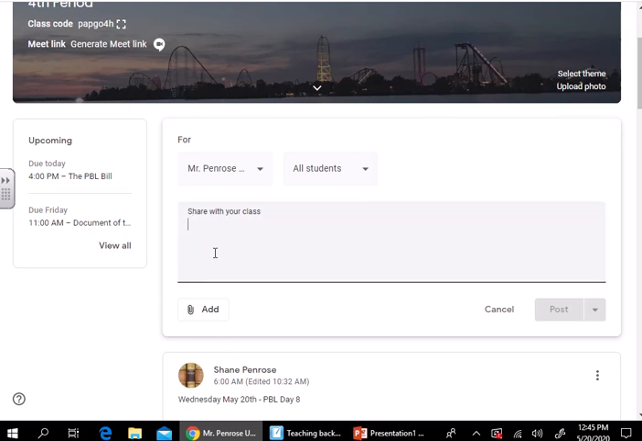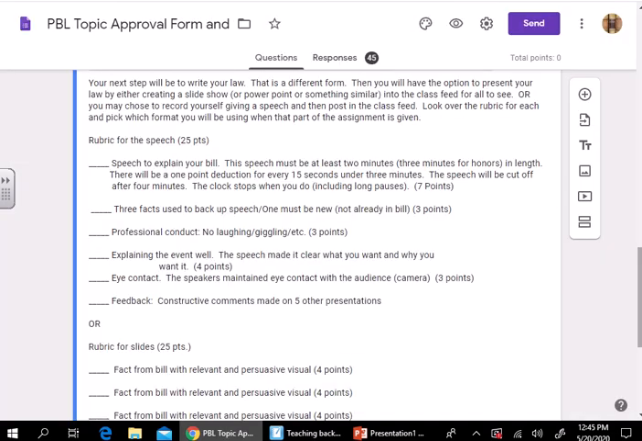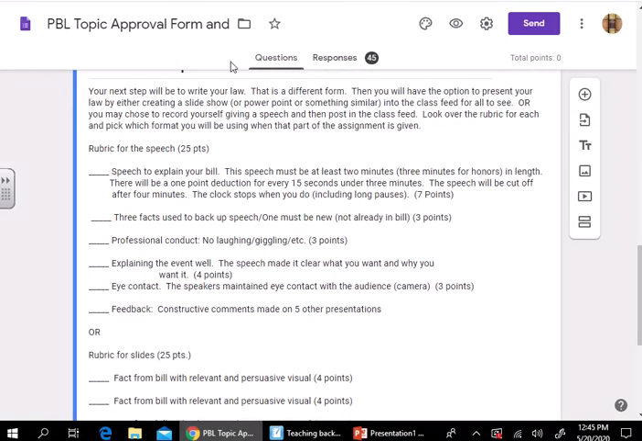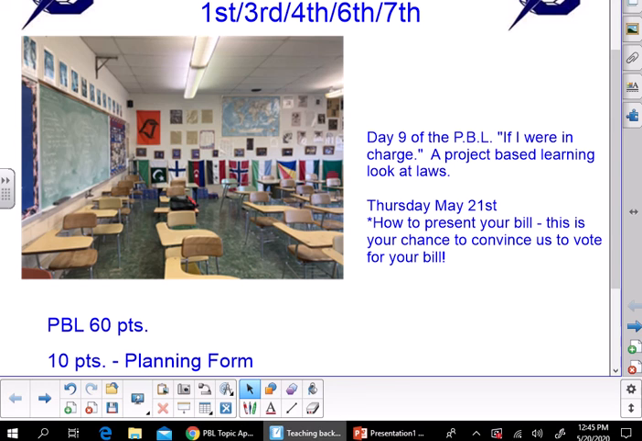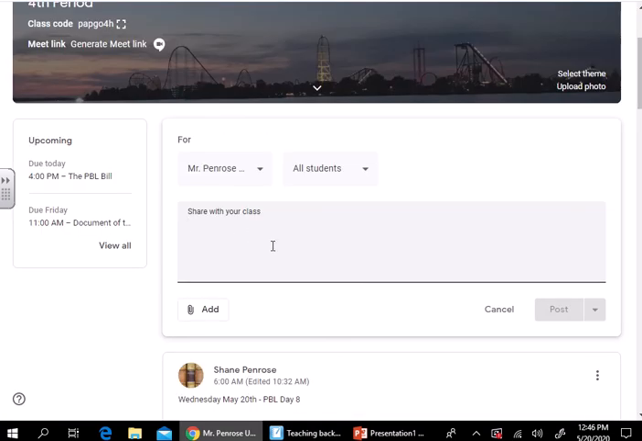You're creating a PowerPoint or speech to explain why your bill should be passed. I'm grading that PowerPoint or speech based on that rubric that is both here and in the PBL topic approval form you still have access to. And then when you are done with that speech or PowerPoint, you are going to post it in the Google Classroom stream under where I say, please post these here. I haven't done that yet because I don't expect any to be completed yet. I will create that posting on Friday, and you will just post all of your presentations under there, and we can start arguing with each other about why yours is great or terrible or whatever it is.